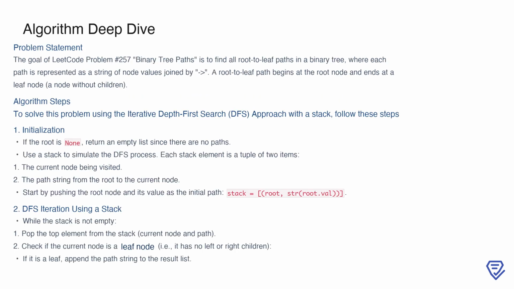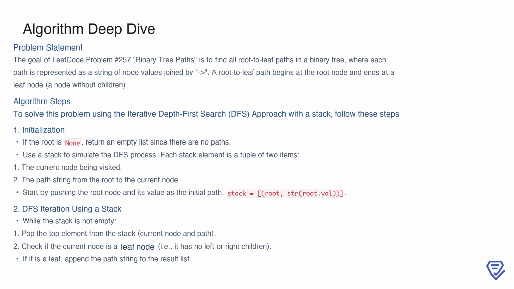The problem we're tackling here is LeetCode number 257, Binary Tree Paths. The task is to find all root-to-leaf paths in a binary tree, where each path is represented as a string of node values joined by dashes. A root-to-leaf path starts at the root node and ends at a leaf, which is a node without any children. To solve this, we'll use an iterative depth-first search approach with a stack.